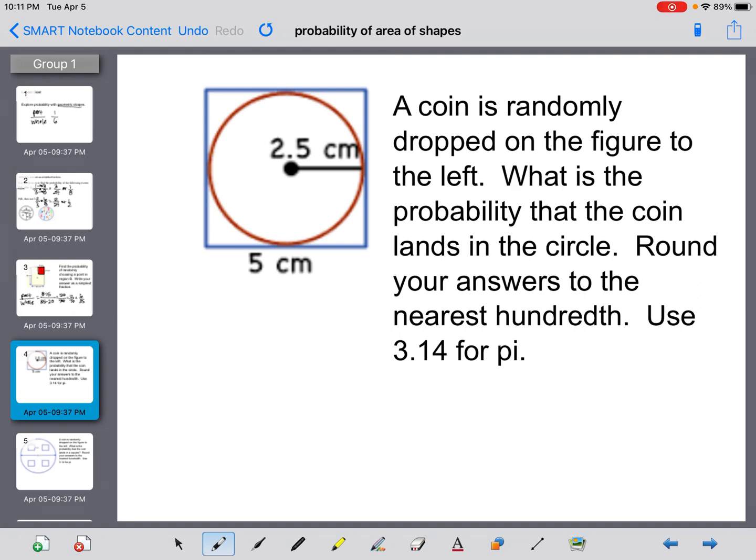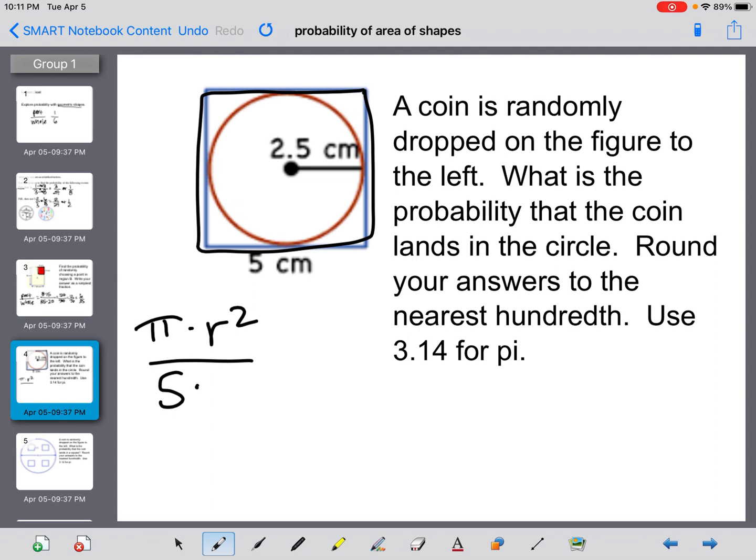Next one. A coin is randomly dropped. What is the probability the coin lands in the circle? Oh, the part I want on top, a circle. Pi r squared sounds like area to me. The whole shape is this square. 5 times 5. Now you're going to need to substitute something in for pi, something in for r. Calculate the top, calculate the bottom. Maybe you can simplify, maybe you can't. Ready, go.